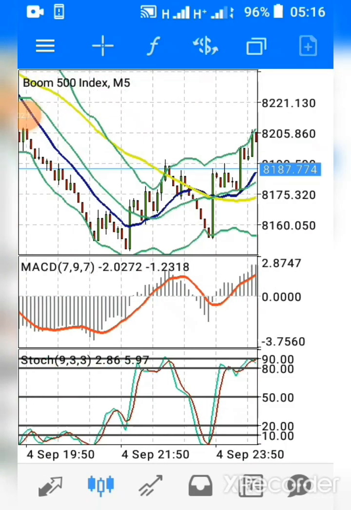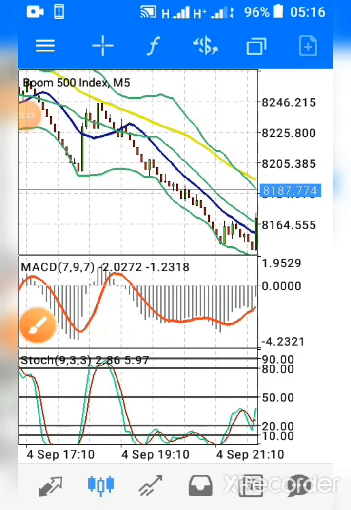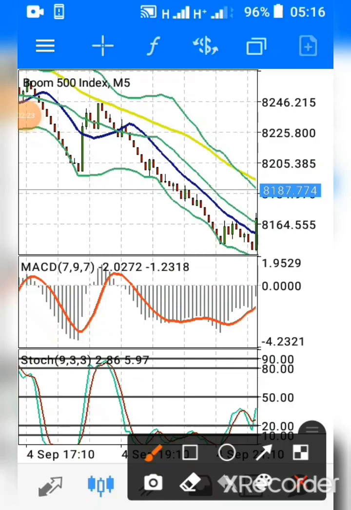Let's look for some more opportunities for a sell. So there's another opportunity for a sell. As you can see, the yellow line was above, right there. Secondly, it was above the middle green line. Secondly, the price was below the green line. Started from there where there's a full stop.